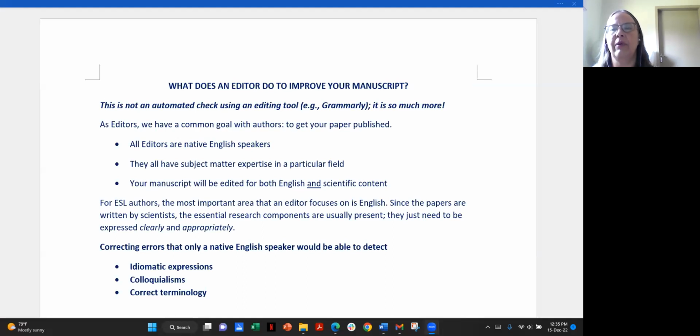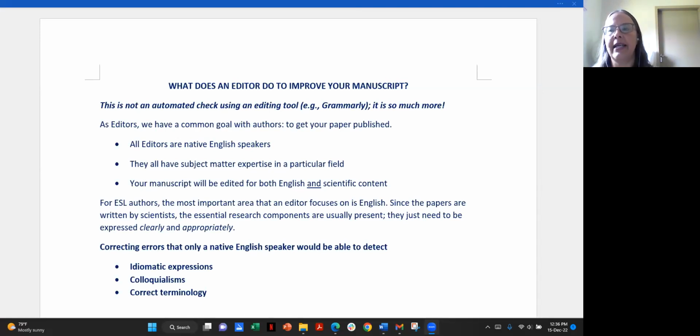Every single editor that works for Inago is a native English speaker, like I am. I have subject matter expertise in biosciences. I have a degree in biomedical technology. I've published papers. I've also completed a copy editing course, which is also very important because as an editor, I'm looking at your paper for English errors as well as scientific errors.